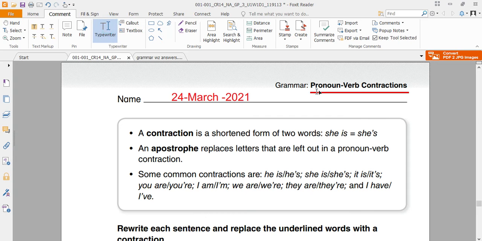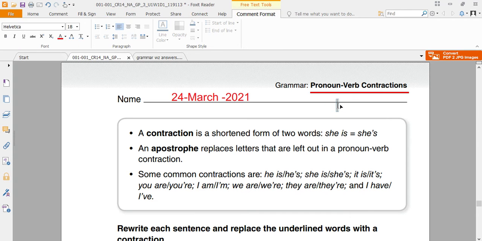Those verbs can be am, is, are, have, has, will, and would. Okay, those are the verbs.